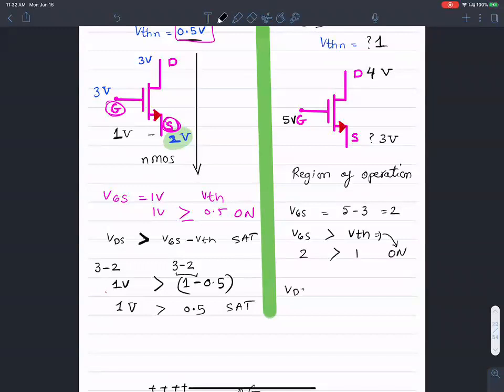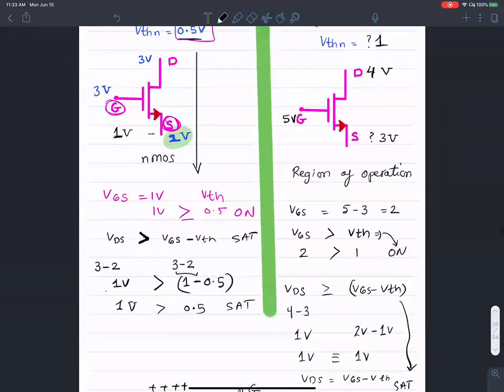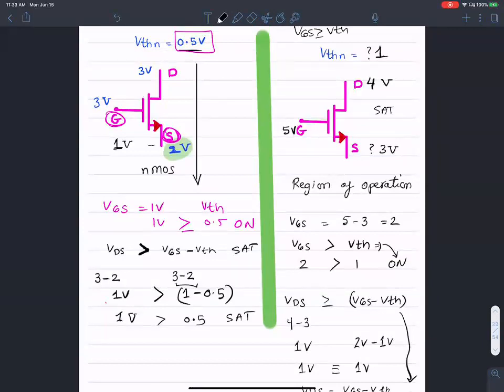So this condition implies it is on. Now the next thing to do is VDS. I'm going to compare it with VGS minus V threshold. What is the value of VDS? VD minus VS. So this is 1 volt. Compare that to VGS, which is 2 volts, minus V threshold, which is 1 volt. So in this case, VDS is 1 volt, and VGS minus V threshold is 1 volt. So they're equal. VDS equals VGS minus VTH. The condition for VDS greater than or equal to VGS minus V threshold is saturation. So this MOSFET is in saturation, but barely in saturation.